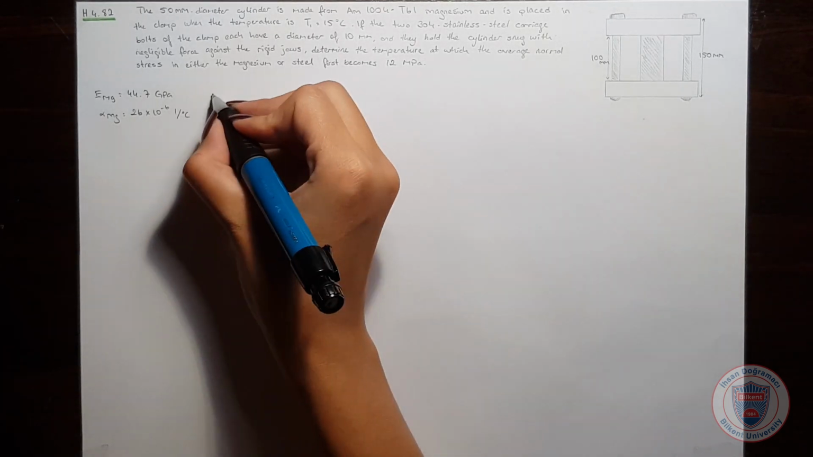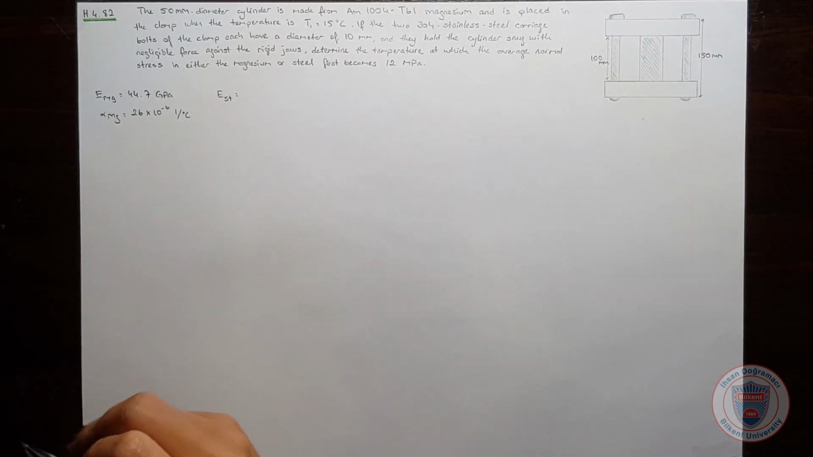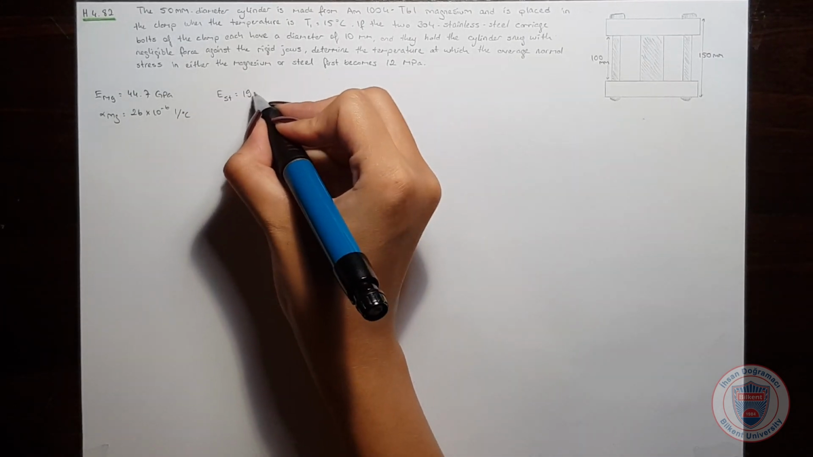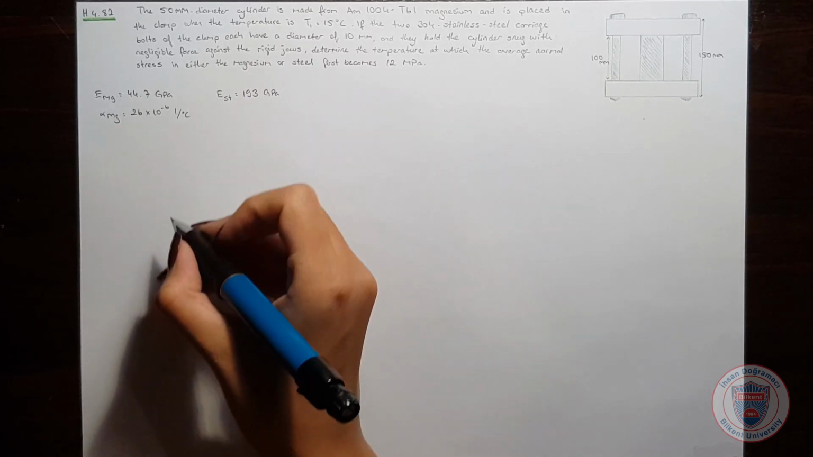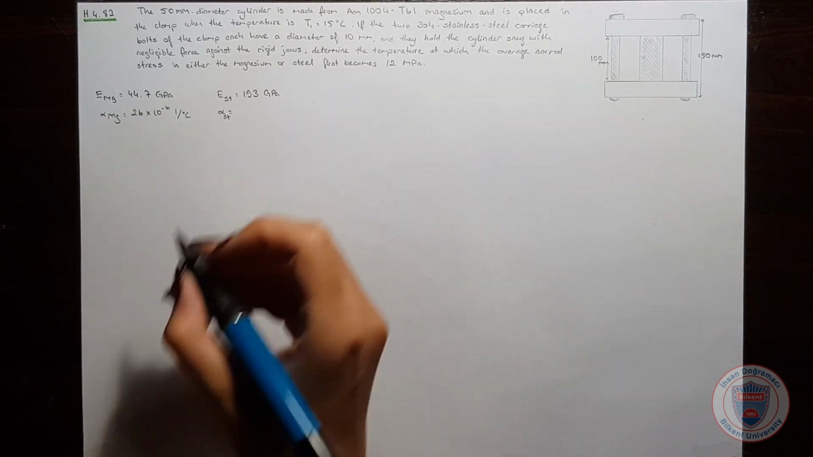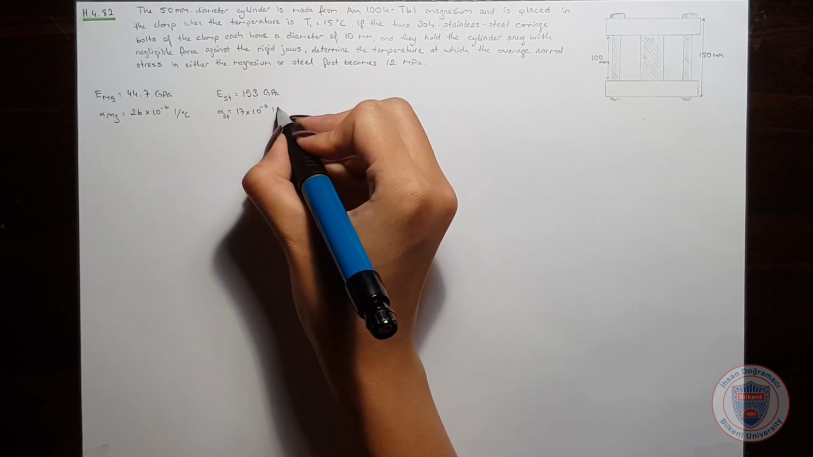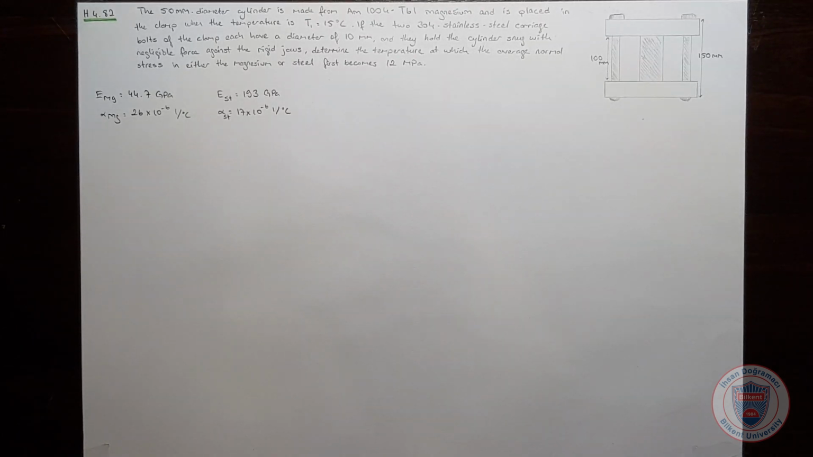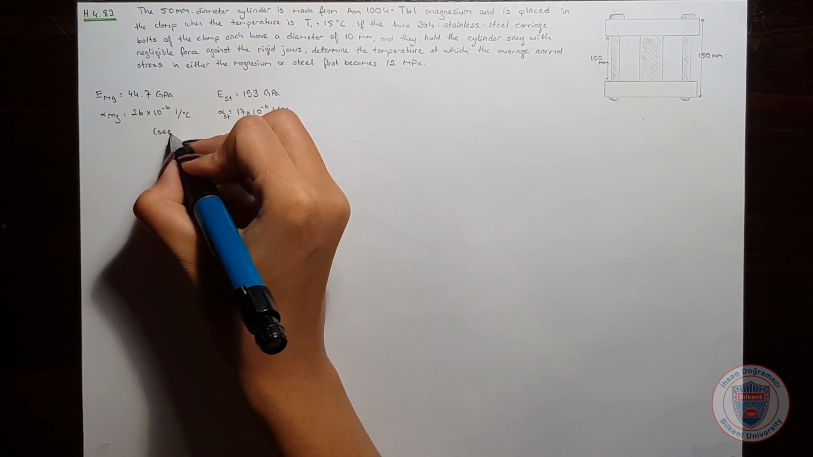And for the steel, we have Young's modulus is equal to 193 GPa, and the coefficient of thermal expansion is equal to 17 times 10 to the power of minus 6, 1 over centigrade degrees. You can find these properties from your book.